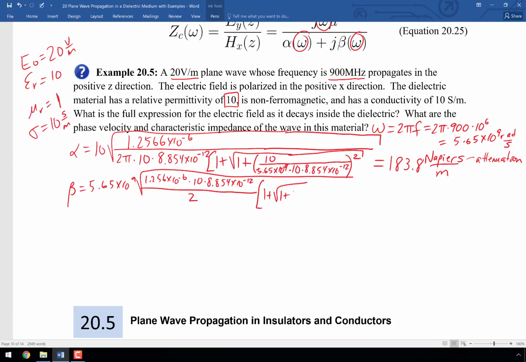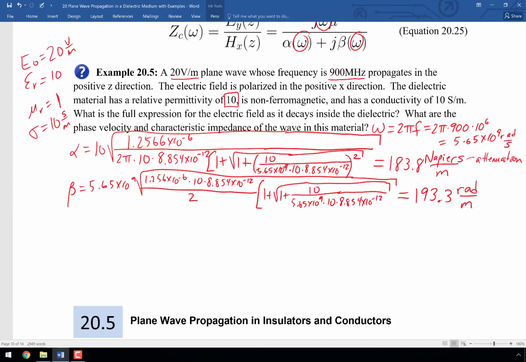twice. 1 plus, and this is going to have 10 divided by 5.65 times 10 to the 9th times 10 times 8.854 times 10 to the minus 12th. Close that denominator, close that square root, and then close this square root. And when we plug all of that into MATLAB, we get 193.3. And here we're going to use the units radians per meter.